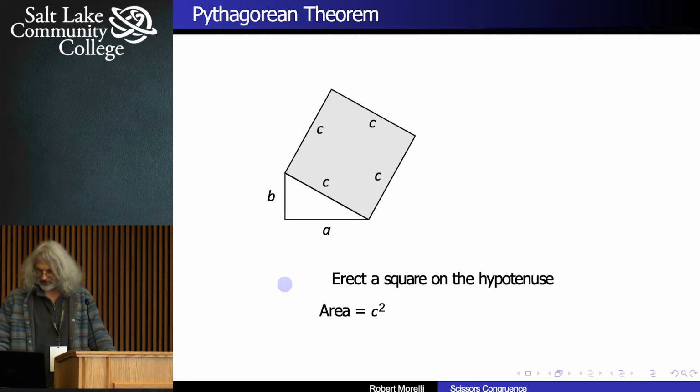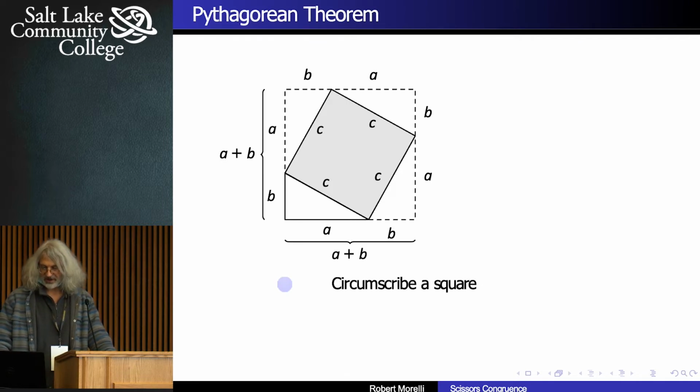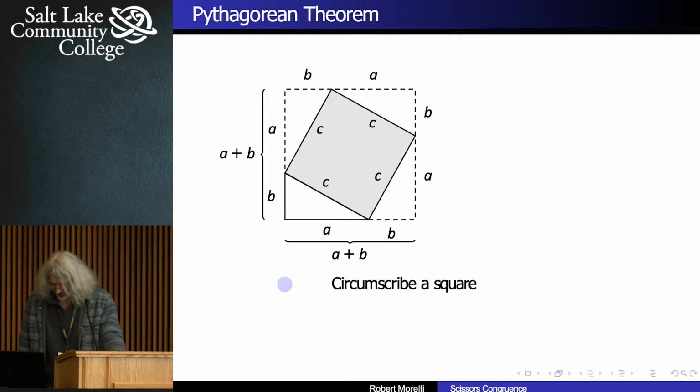So let's see how it's done. There's many ways to do it. The way I'm going to show you, I think, is particularly appealing. So we erect a square on the hypotenuse. And the hypotenuse has length C, so this is a square of area C squared.